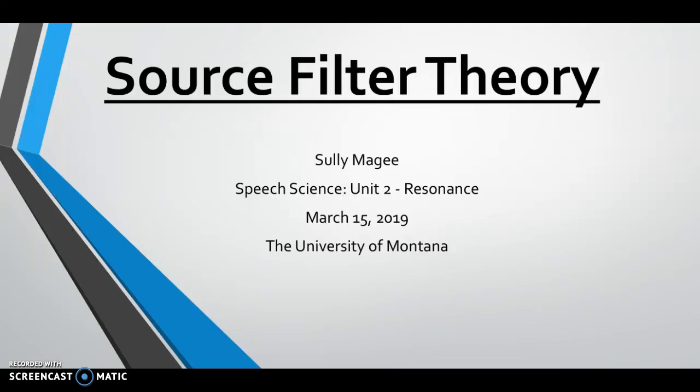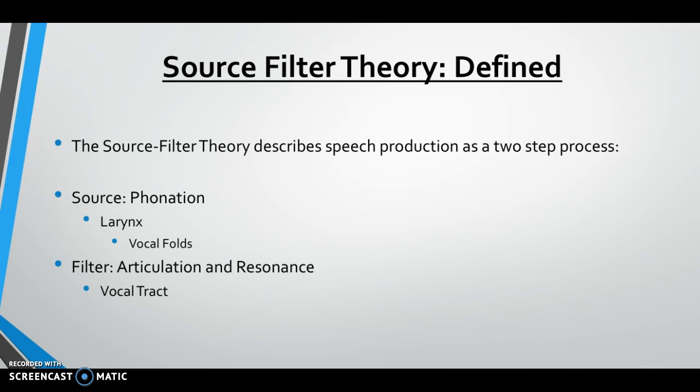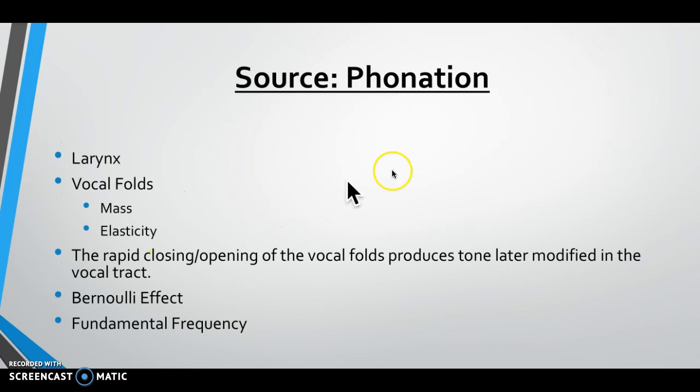Good morning, everybody. I am going to tell you a little bit about what I know on the source filter theory. As the name suggests, the source filter theory has two major components: the source and the filter. In order to have speech, we need both. We can't have the glottal tone that is emitted at the phonation that occurs at the larynx alone, and we can't have the filter alone, because you can't filter a sound if you don't have a sound. So first, a little bit about phonation.